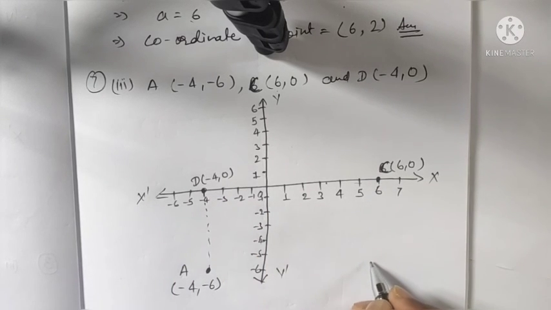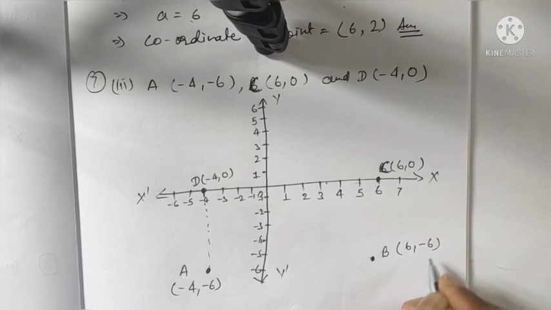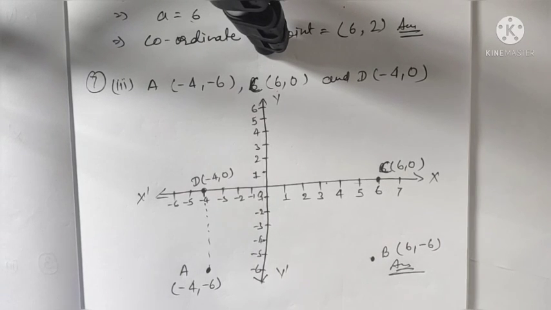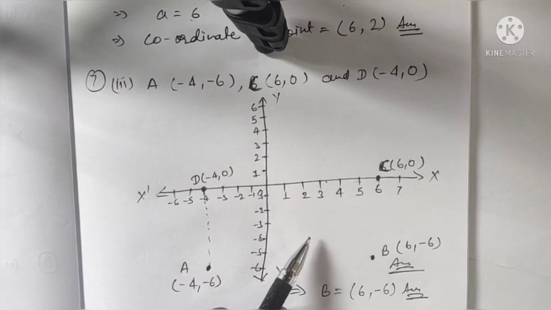So B should be somewhere here, which will be (6, -6). So this is your answer. So you have to write it here: that implies B = (6, -6) from the graph. Simple. Now I think all questions of the first exercise will be easy for you. So solve it and let me know if you have any doubts.